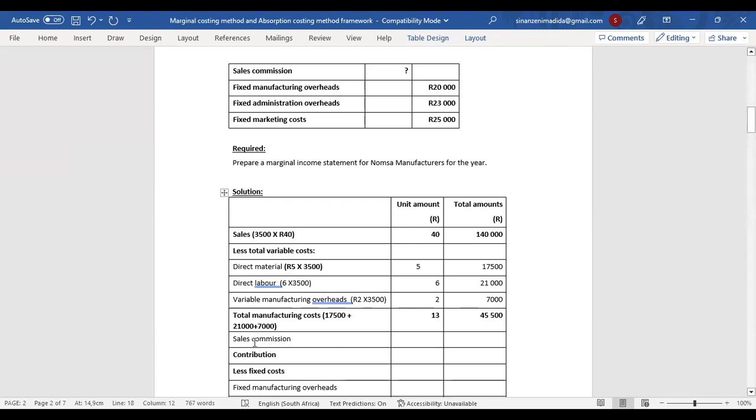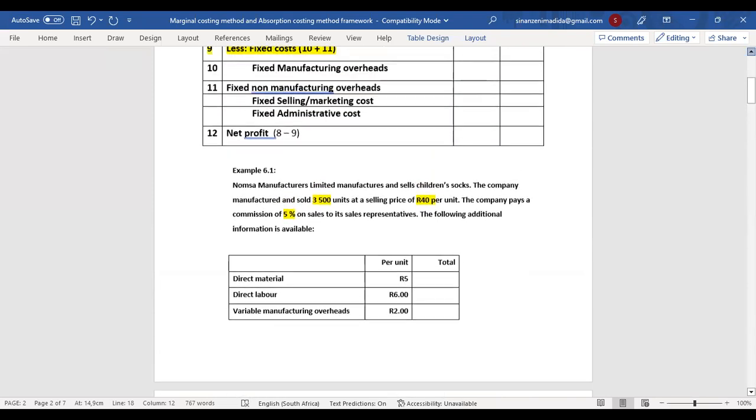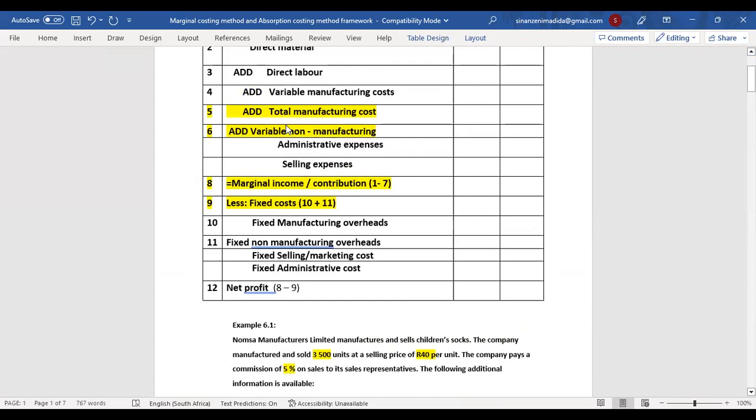We still have got another line. If we go back to our format that I gave you, I said after the total manufacturing cost, we look for a variable non-manufacturing cost. So in this case, let's bring this line here so that you remember what this is.